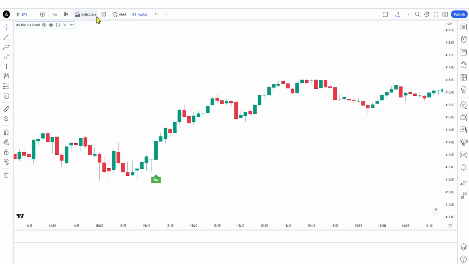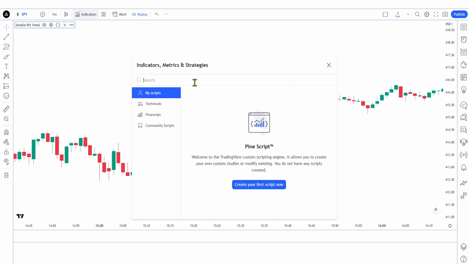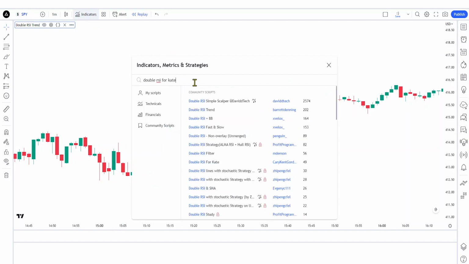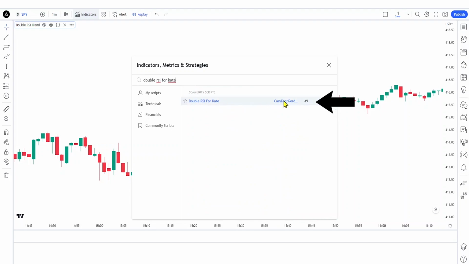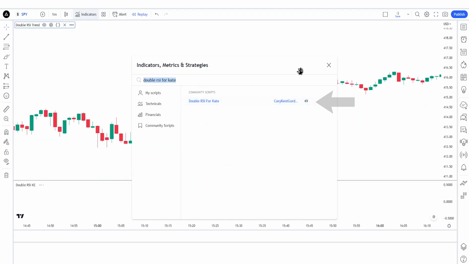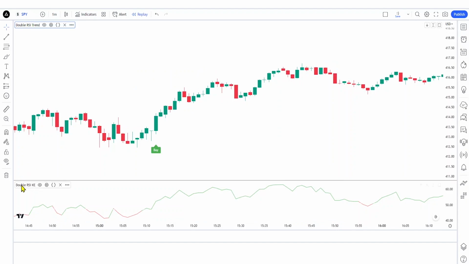Now we need to apply another indicator to our chart. The second indicator is called double RSI for Kate. We will be using this one by Carrie Kate Gordon, so left click it once. Again, we need to change a few settings.